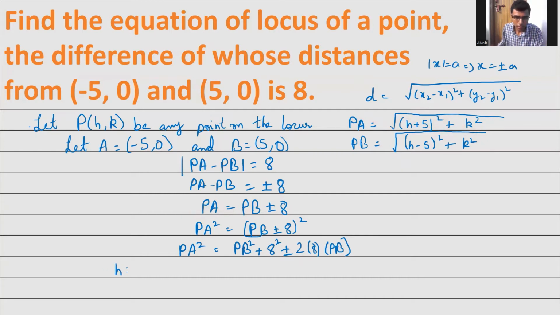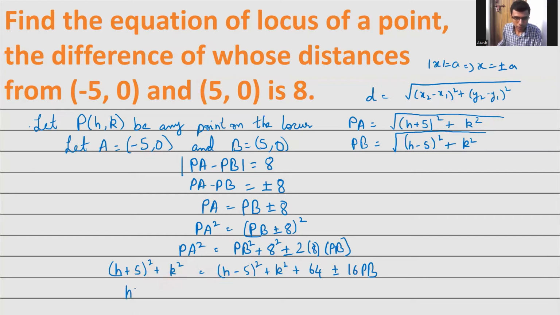Okay, (h plus 5) whole square plus k square is nothing but equal to (h minus 5) whole square, this term without the under root, plus k square. 8 square is 64 and plus or minus 2 into 8 is 16 PB. Now, if you'll observe, you see k square and k square will get cancelled. Now, just expand these two squares.